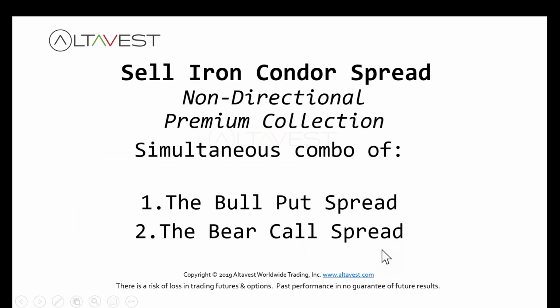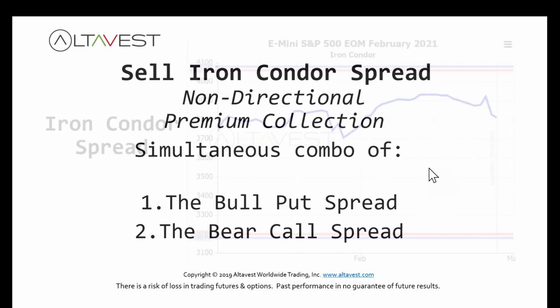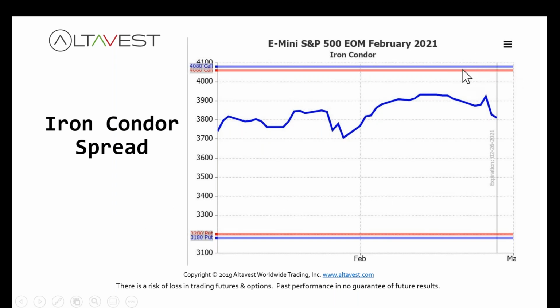So here's an iron condor. It's just a combination of the put and call spread that we saw. Here's what it looks like. You have an upper boundary of the call spread and the lower boundary with the put spread, and you're looking for the market to stay in this wide range here.